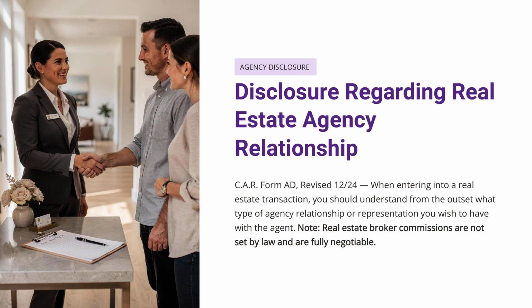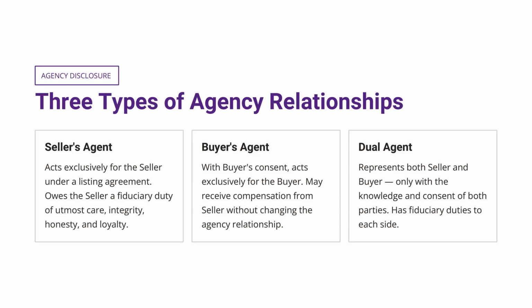Remember, commissions are always negotiable and not set by law. A key point to transparently communicate to your clients. There are three primary types of agency relationships you'll encounter: seller's agent, buyer's agent, and dual agent. A seller's agent works exclusively for the seller, owing fiduciary duties to them. A buyer's agent acts solely for the buyer with their consent. A dual agent represents both parties, but only with full knowledge and consent from both sides.